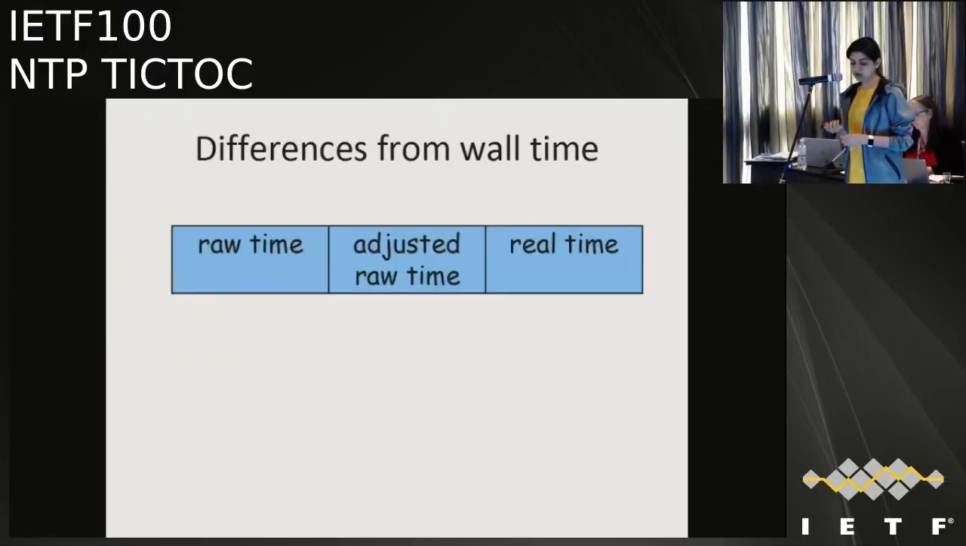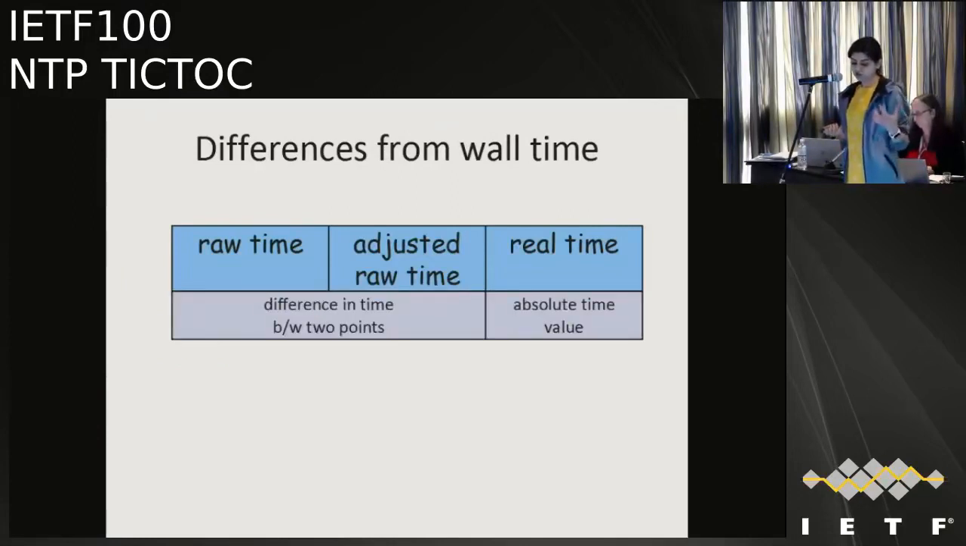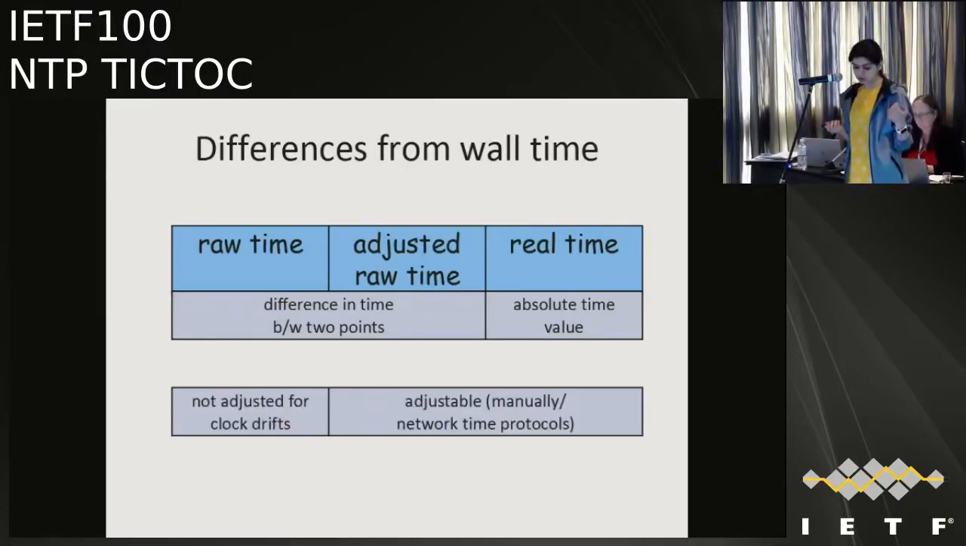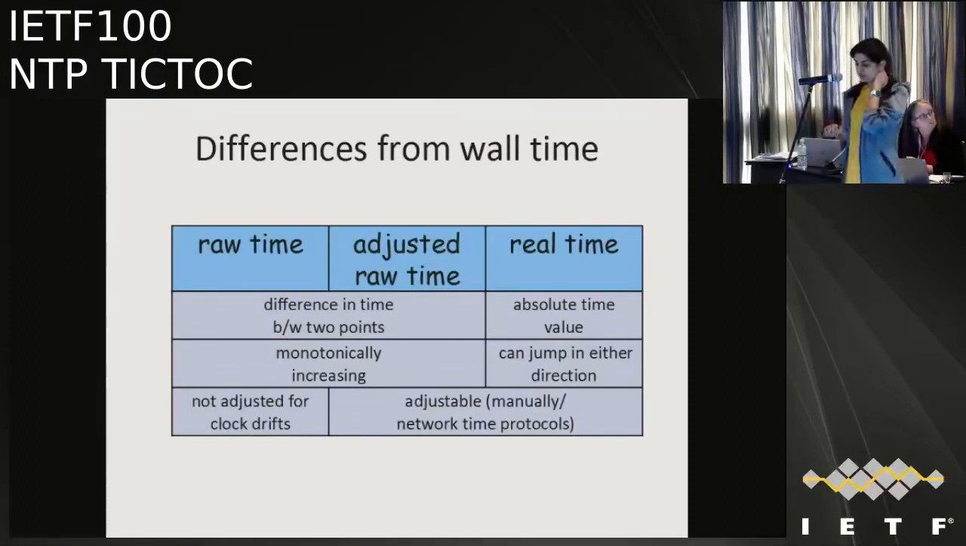What are their differences from wall time? These are the three kinds of time that I talked about: raw time, adjusted raw time, and real time. Raw time and adjusted raw time only represent the difference in time between two points, whereas real time defines an absolute time value which can be compared to the wall time. Raw time and adjusted raw time are monotonically increasing, whereas real time can jump in either direction. Raw time is not adjusted for clock drift. However, adjusted raw time and real time are adjustable. They could be adjusted manually and or through network time protocols.